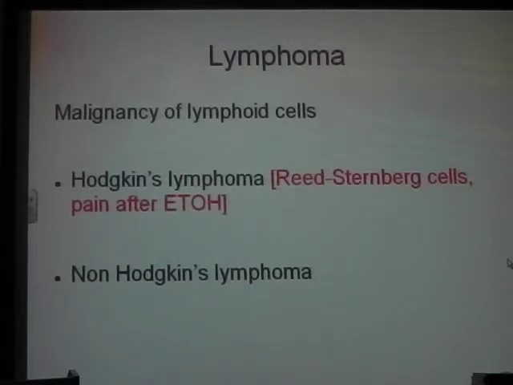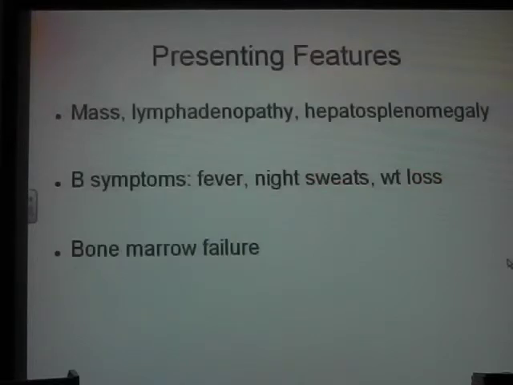The classification is really quite complex and it's beyond the scope of your syllabus. Just a learning point: Hodgkin's lymphoma is associated with Reed-Sternberg cells, which look like what? Owls. They look like owls, yeah. And you can get your lymph nodes swelling and becoming painful after you've drunk some alcohol, classically.